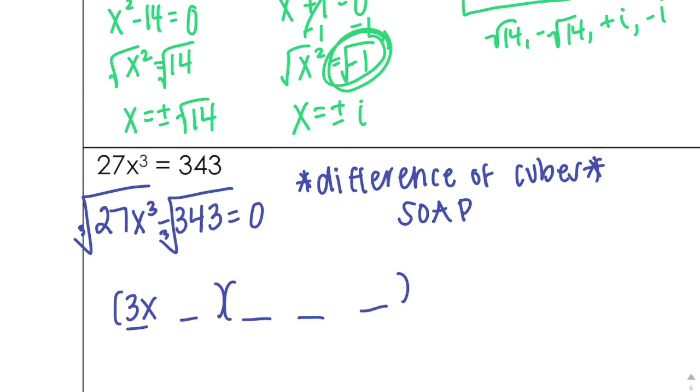So the cube root of 27x cubed is 3x. The cube root of 343 is 7. And then to go from linear to quadratic, remember you just square it.